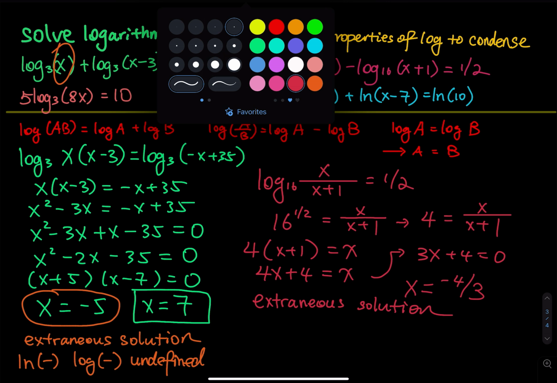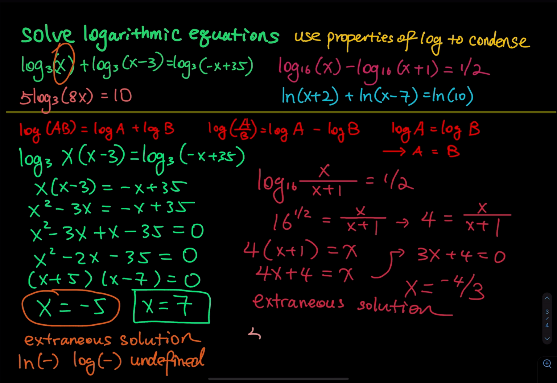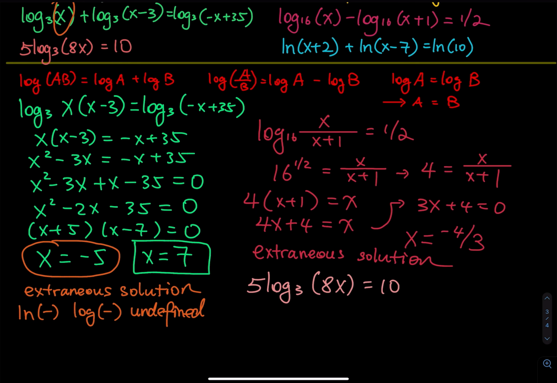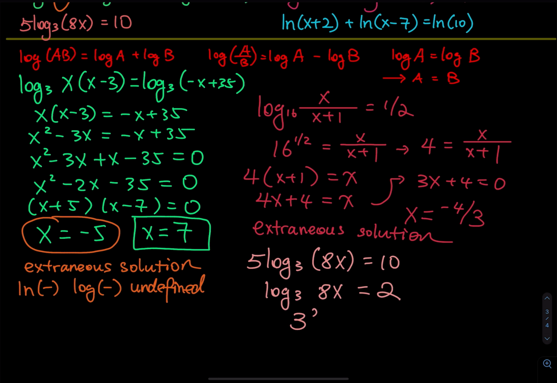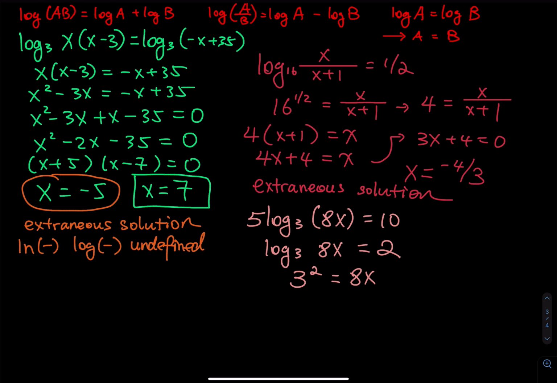So that is a 5 times log base 3 of ax equals 10. All right, so let's divide both sides by 5. We have log base 3 of ax equals 10 divided by 5, which is equal to 2. And then this is 3 to the second power equals ax, from logarithmic form back to exponential form. 9 equals ax. I should just put this right here to save a little bit of space. We have 9 equals ax and then x equals 9 over 8.